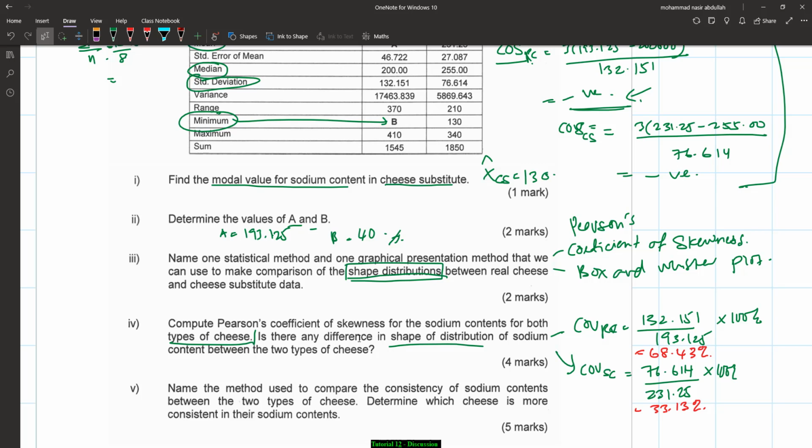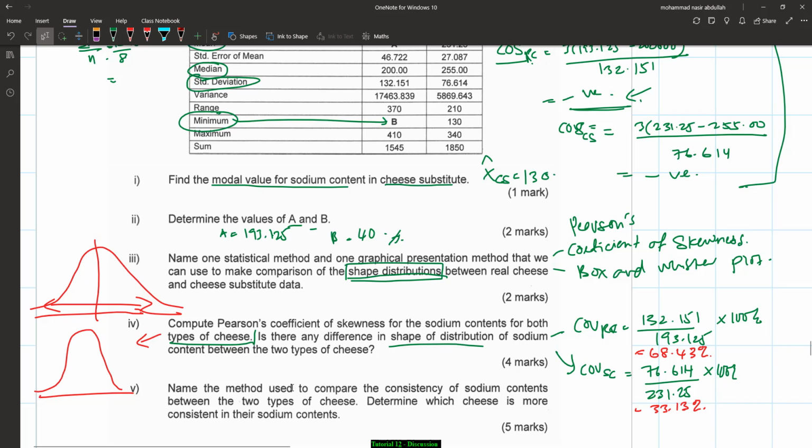So we can say that the distribution for SC is more consistent compared to RC lah, and there is a difference between the shape of distribution lah, right? So if you know coefficient of variation, kalau dia besar, it means that dia lebih disperse lah, right? Dia punya width tu lebih besar, right? Kalau dia kecil, so dia akan lebih rapat, right? So dia akan lebih tinggi berbanding dengan the dispersed one, right?